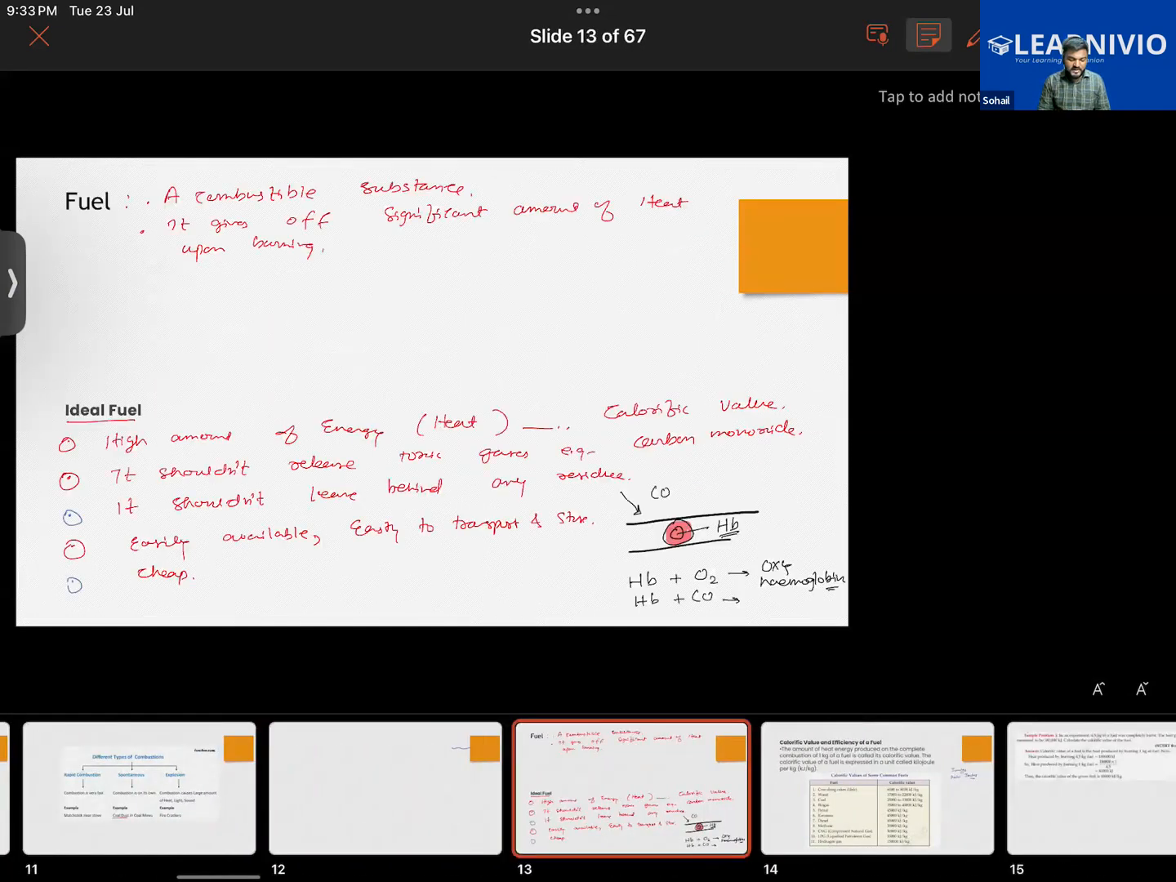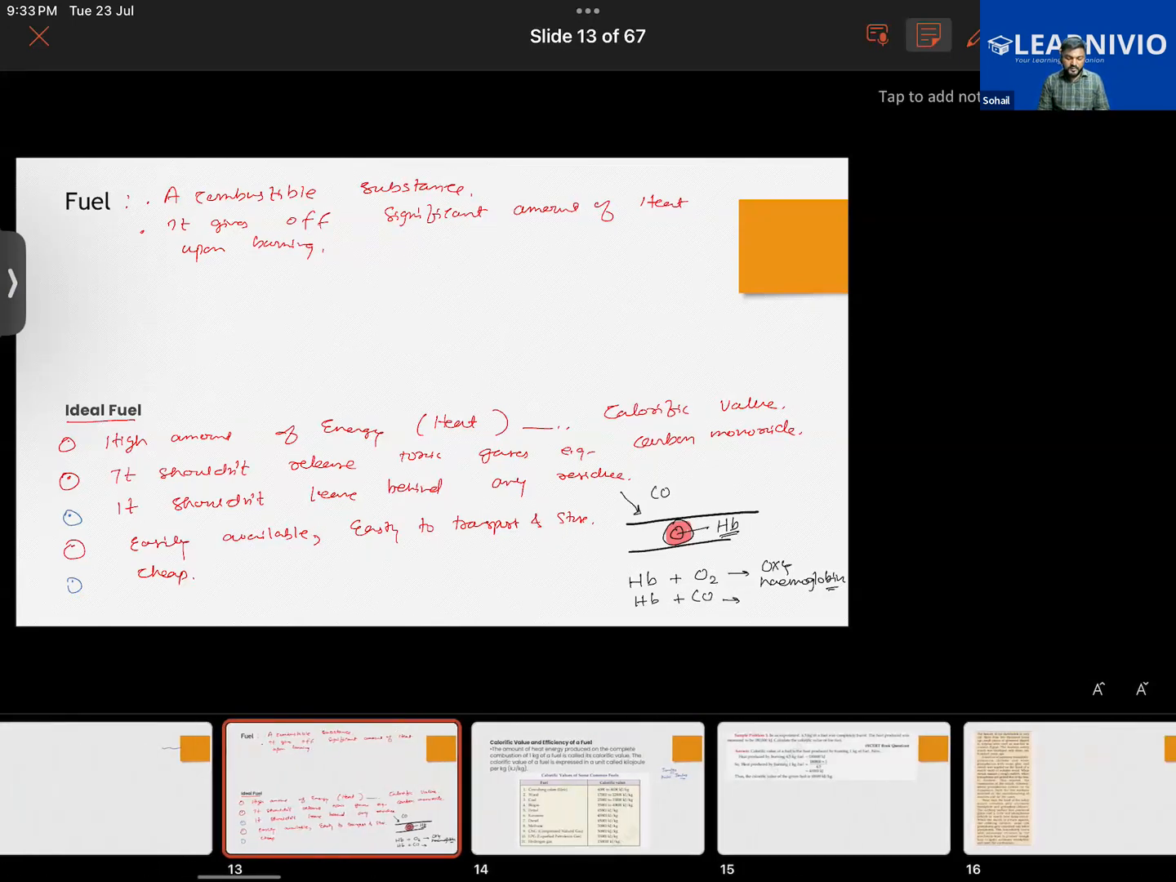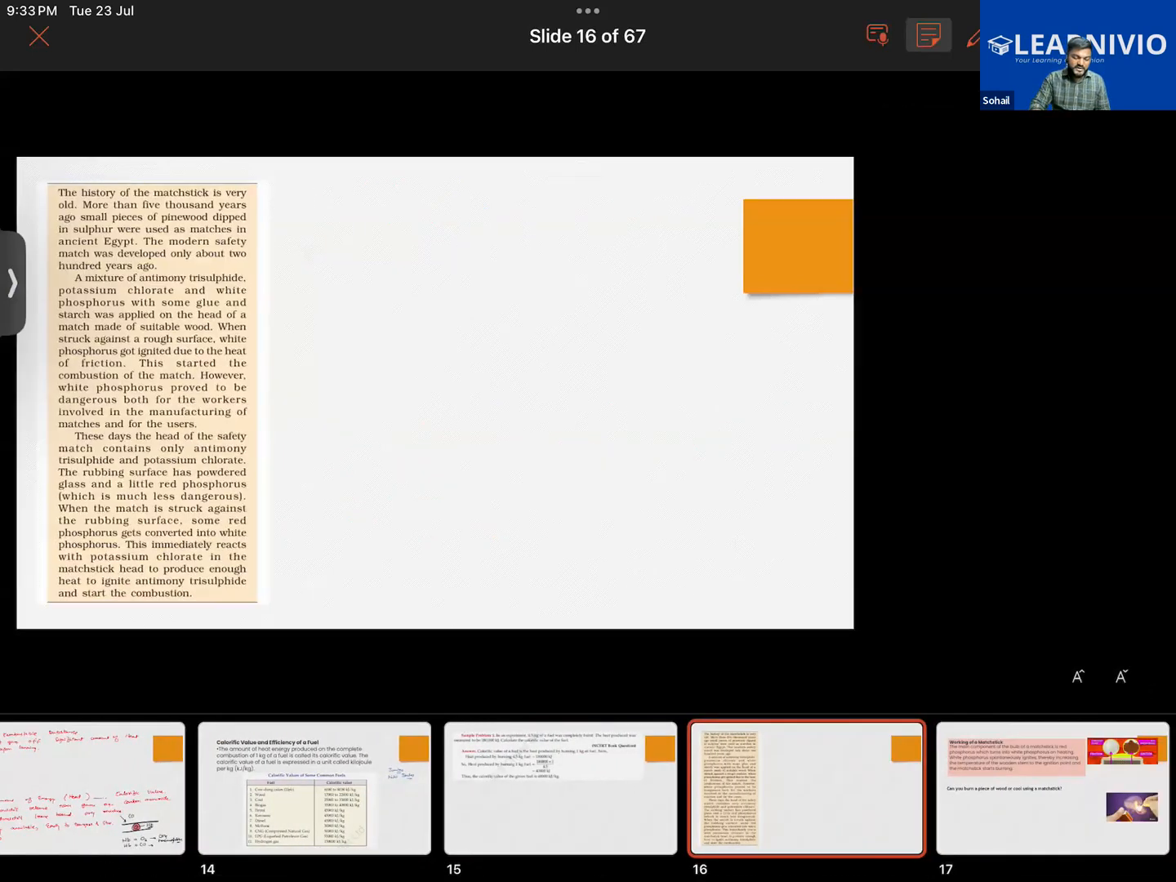You tell me, out of the three types of combustion which we have learned previously, which one of them would be taking place on its own? It will not require an external means of heat.